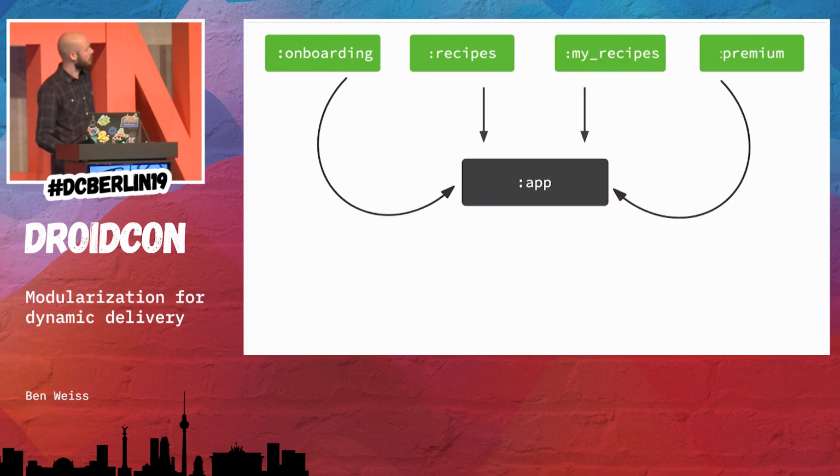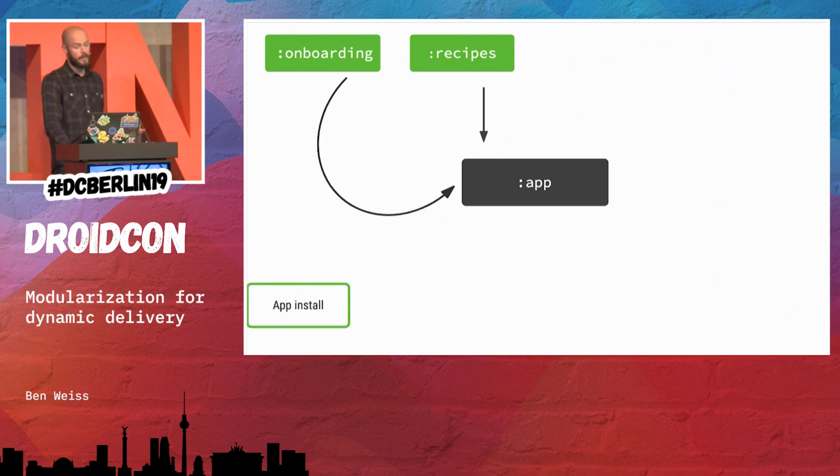So with this application that we just looked at, there's a couple of modules that it is modularized into. There's an onboarding screen, there's a recipes screen, which we just saw. There's also the My Recipes, which is an on-demand feature module. And there's a premium feature. So let's take a look at how this app looks when the app is initially installed. What we have is we have the onboarding screen as well as the recipe screen. Everything else is not installed immediately.